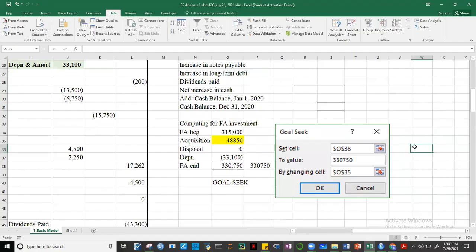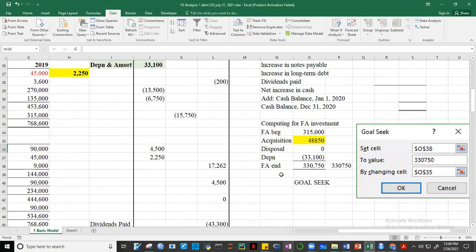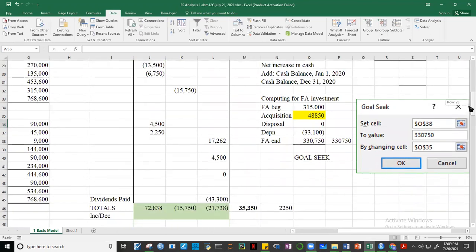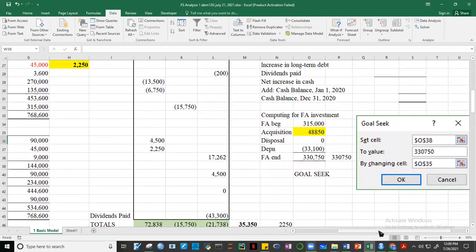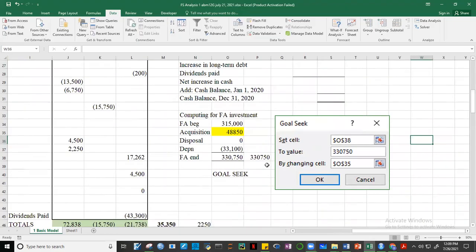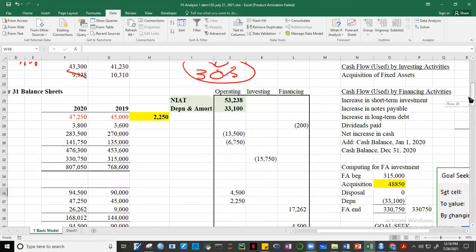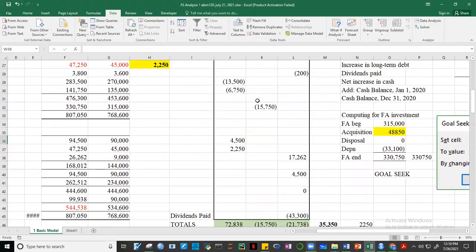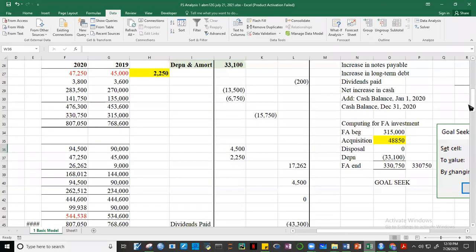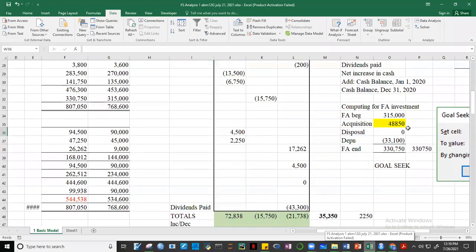Okay. So, that's the faster way, guys. Lalo na kung maraming mga items, maraming kasama sa equation. And you can see, guys, okay, 330,750 nga. Okay? So that was, ito guys yung investment natin. It was not 15,750. It was 48,850. Okay, so yan dapat guys ang lalabas natin dito, no?